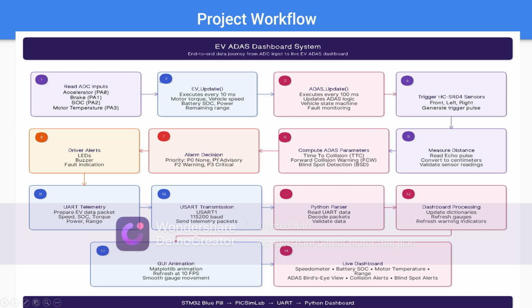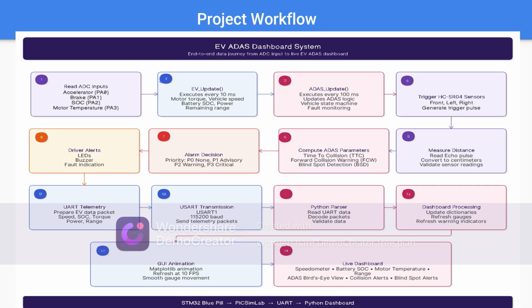The alarms are priority decided: P0 none, P1 advisory, P2 warning, and P3 critical. Like there are four alarms in priority mode. Then driver alerts like LEDs, buzzers, and fault indication. It will show alerts in the LED if the HC-SR04 sensors are detecting nearby vehicles, and if the battery is very low, it will detect the fault and indicate it.